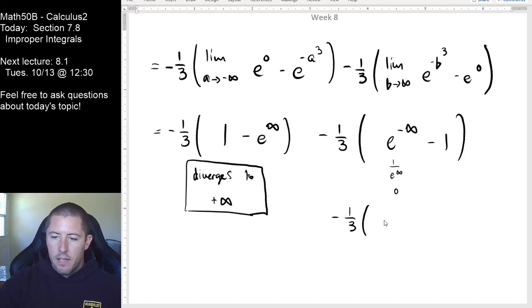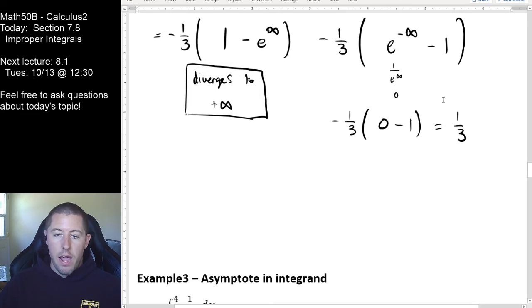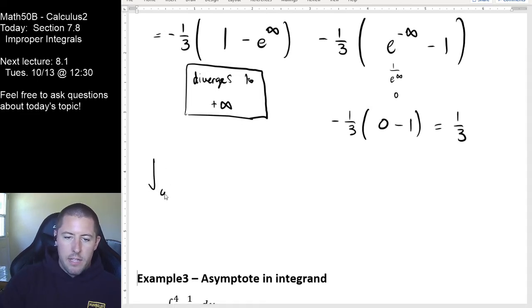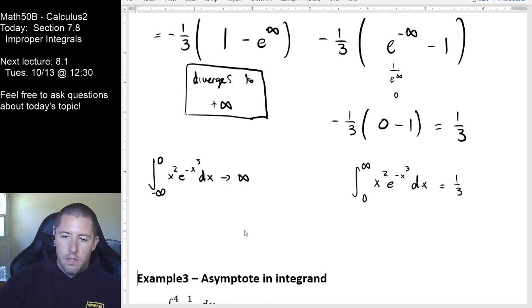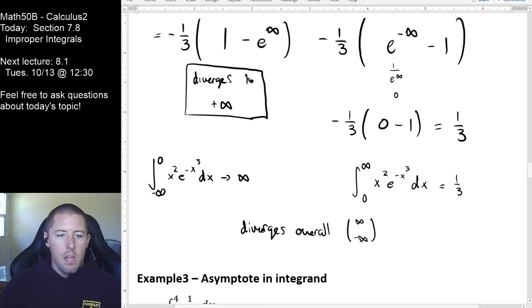So what I am seeing here is that we're going to be getting something that looks like this right here for 1/3 for the right-hand side. So I'm seeing here two statements I can make. The integral from negative infinity to 0 of x squared e to the negative x cubed dx diverges to infinity, but the integral from 0 to infinity of x squared e to the negative x cubed dx looks like it's really just equal to 1/3. But I do want to say it diverges overall, right, with the full bounds from negative to positive infinity right there.